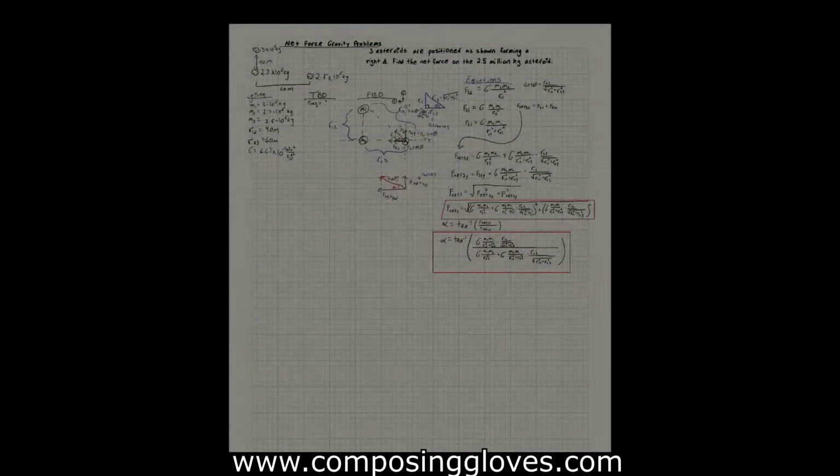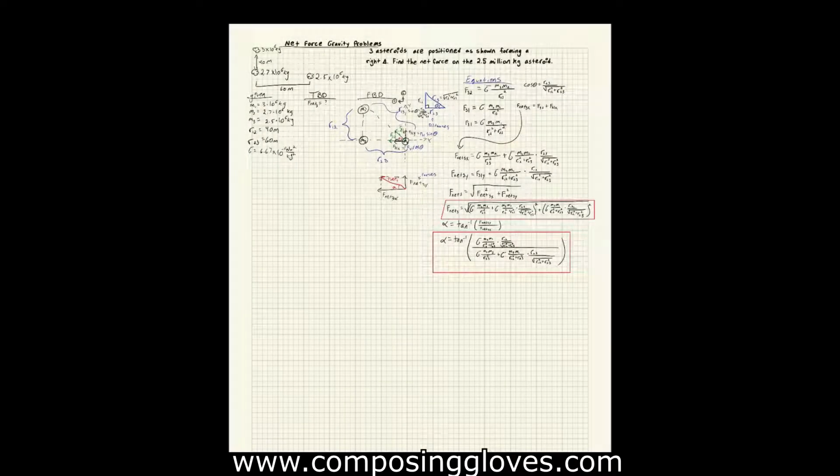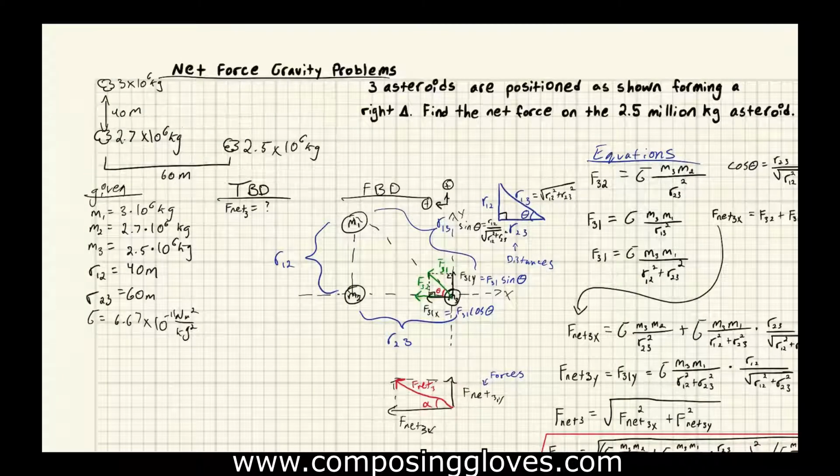YOLO Composing Gloves here, and today I know you're wondering: if you had asteroids that form a right triangle, what would be the net force on the third one in the corner? You know, that one right there. I know you were wondering this, so we're going to talk about that. So okay, let's back out here.